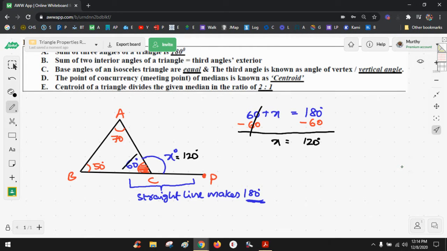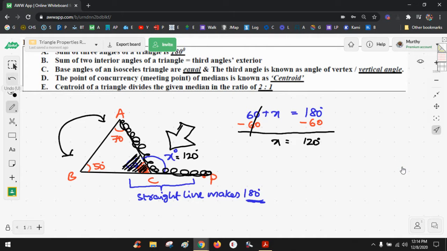Now let's not bother about this angle, and if you compare and see what is the relation among angle A, angle B, and the exterior angle. If you observe carefully, you see that angle A plus angle B equals the exterior angle ACP. ACP means this one. So 70 and 50, when you add, you get 120 degrees. So that's what the second point says.